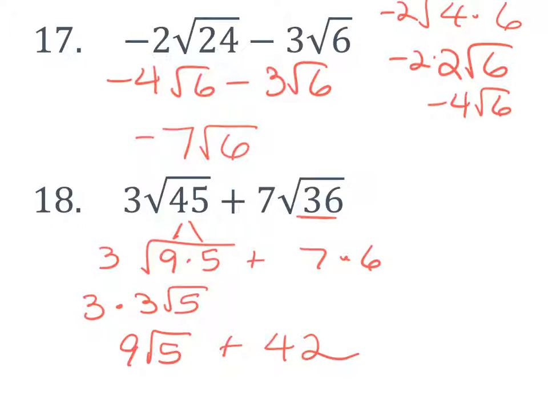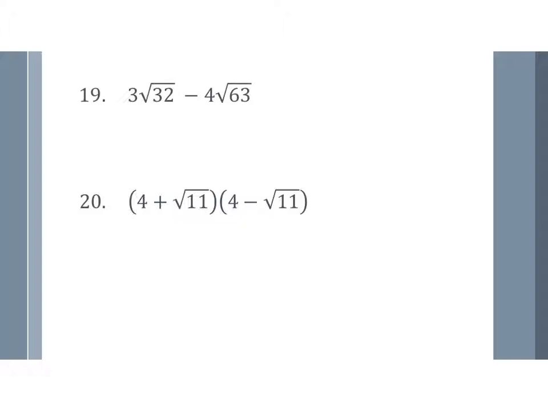Next one is the same thing. We need to break down. 9 square root 5 plus 42. So the 42 doesn't have a radical, so I can't add it to the 9. Everybody good?